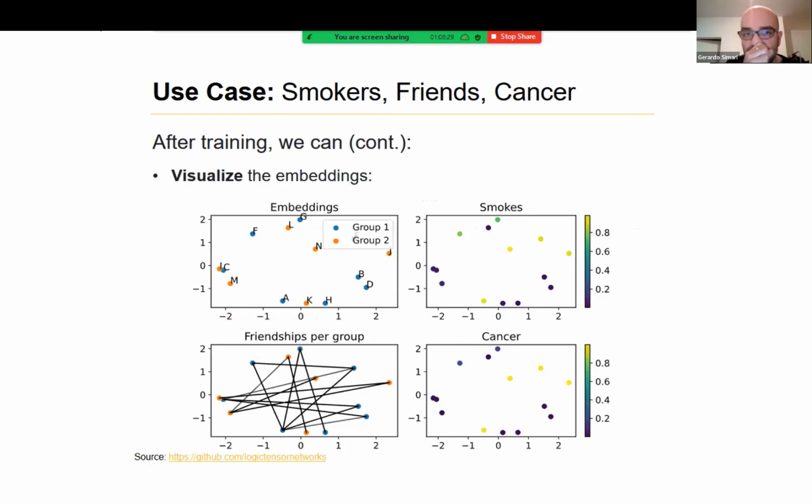You can also visualize the embeddings, because this allows you to compare, say, okay, the blue ones are in a group, and you want to see if, I don't know, they all smoke. In this case, you see that they don't. So these two do smoke, and this green one has much lower value for smoking, that kind of thing. And also the friendship relation and the cancer degree.